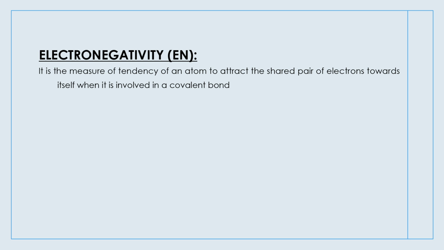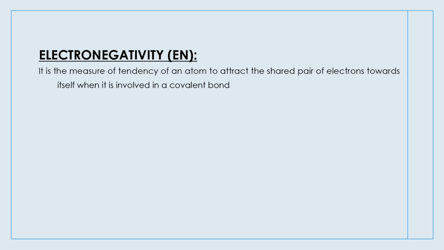Talking about electronegativity, it is the measurement of the tendency of an atom to attract the shared pair of electrons towards itself when it is involved in the covalent bond. Covalent bond specifically because it is formed by the shared pair of electrons. So the tendency of the atom for the attraction of that shared pair of electrons is termed as the electronegativity. Higher the tendency to attract the shared pair of electrons, higher the value of electronegativity, or vice versa.